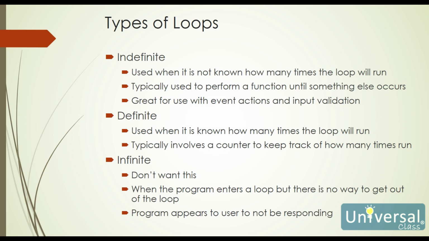A definite loop is going to be used when it is known how many times the loop will run. Now, we don't necessarily mean that I know that every single time the program runs, it's going to run exactly 10 times. What I mean is I may make a loop where we have to see how many rows are in our table. And then maybe we have to perform a function on every one of those rows. Well, I know how many rows there are, so I'm going to count them first, and then my program will go through and perform the loop that many times. We typically are going to use what's called a counter to keep track of how many times this one runs.